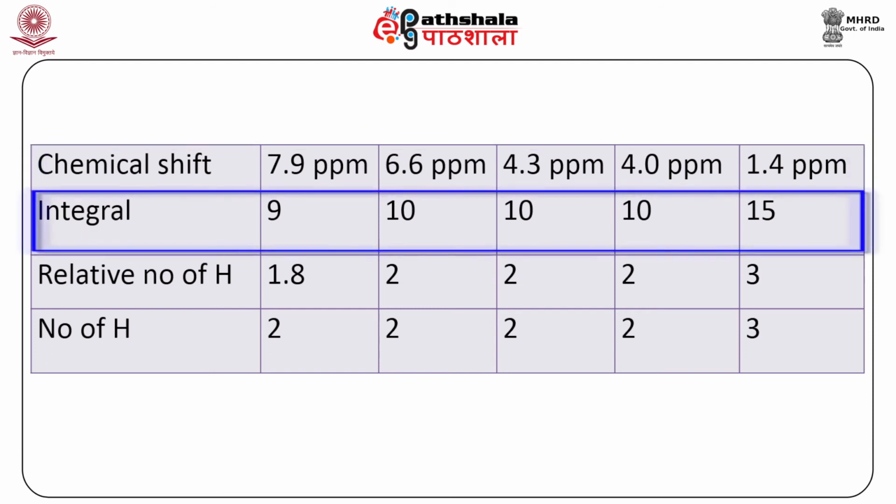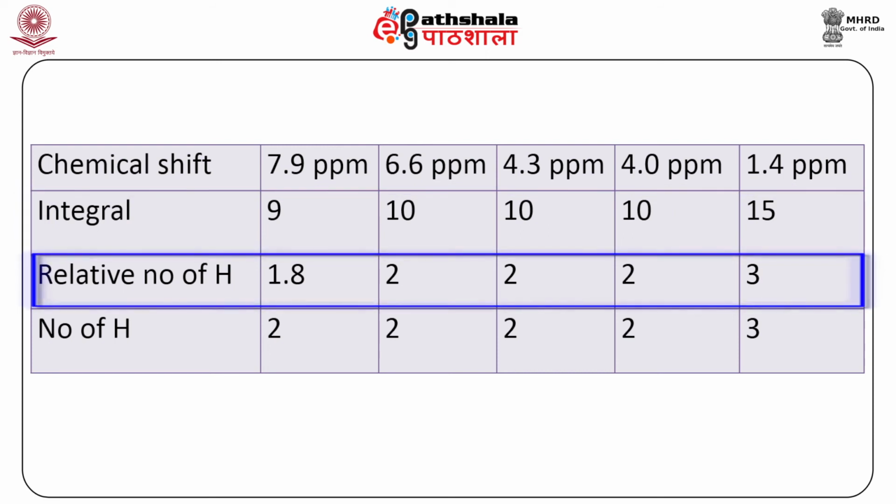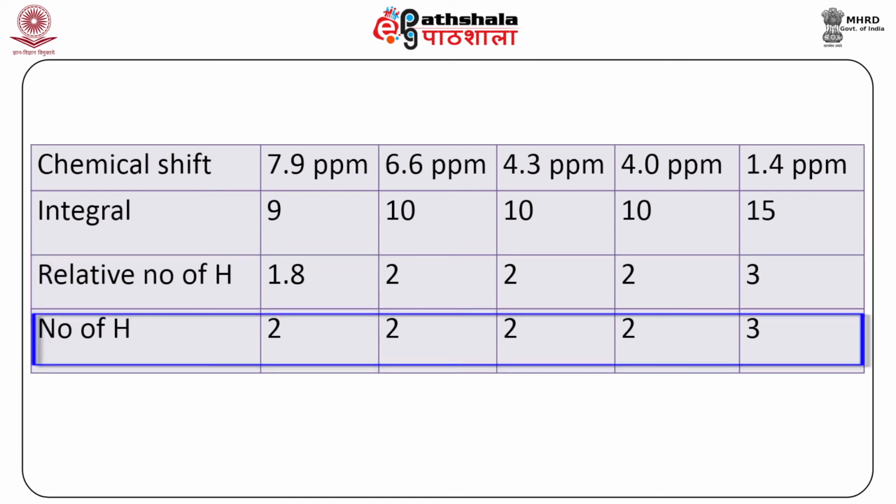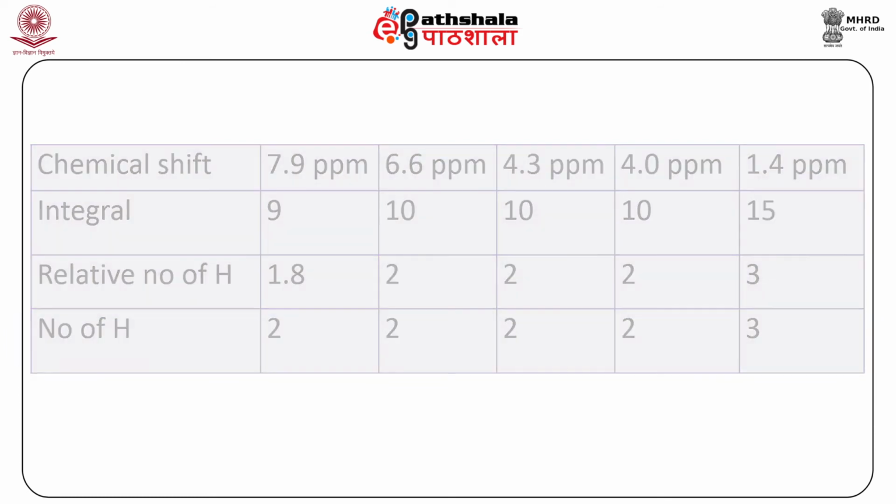The integrals calculated are 9, 10, 10, 10 and 15. This all divided by 5 gives us the relative number of hydrogens to be 1.8, 2, 2, 2 and 3. And if we look into the molecular formula and approximate these values, we find the actual number of hydrogens to be 2, 2, 2, 2 and 3, and this total works out to 11 protons, which are consistent with the molecular formula given to us.